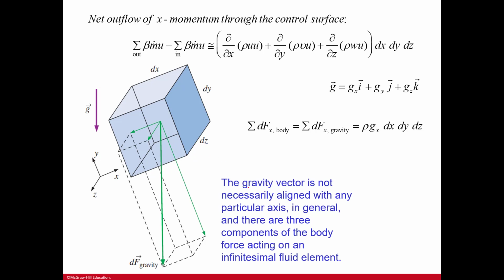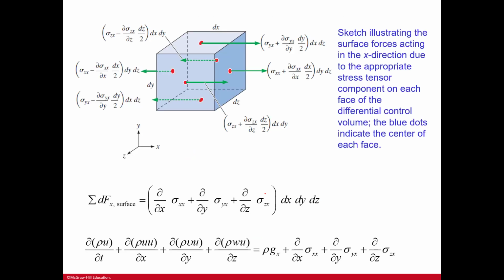And then here is incorporating the gravity vector, but it's not necessarily aligned with any particular axis in general. And there are three components of the body force acting on an infinitesimal fluid element. And here are additional formulas being used, in the direction of each, and how they are laid out here. And then a sketch illustrating the surface forces acting in the x direction due to the appropriate stress tensor component on each face, so depending on where the face is.